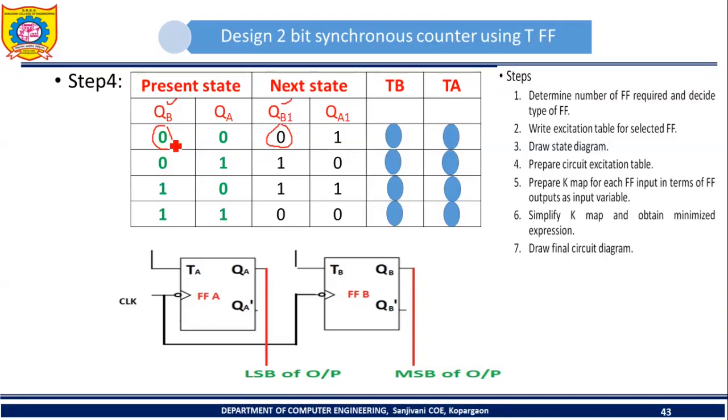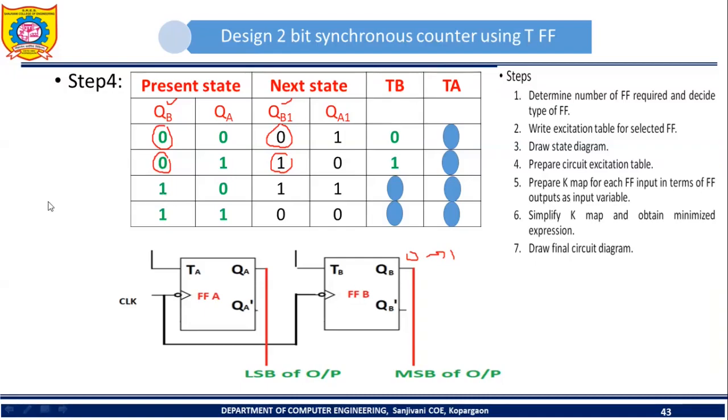So here what is the present state? 0. What is the next state that we want? 0. So in order to achieve this, what should be the input? What should be TB? Yes, TB should be 0 because there is no change in the state. Now similarly, here QB is 0 and we want the next state as 1. So for that, what should be the value of TB? Here we want toggle operation, right? So TB should be 1.